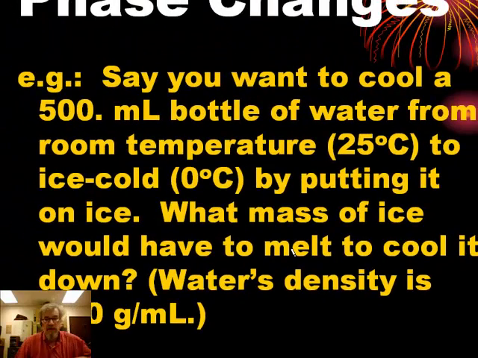Here's another problem, a slightly more complicated one. Say you want to cool down some water, 500 milliliters of water, from room temperature, which is 25 degrees C, down to ice cold, which would be 0 degrees C, and we're going to do it by putting it on ice. What happens here is the ice melts, that absorbs energy, and it absorbs the energy from the water, and then the water will cool down. So we want to know what mass of ice you would have to melt in order to cool down the water. The information given here is that water's density is 1 gram per milliliter.